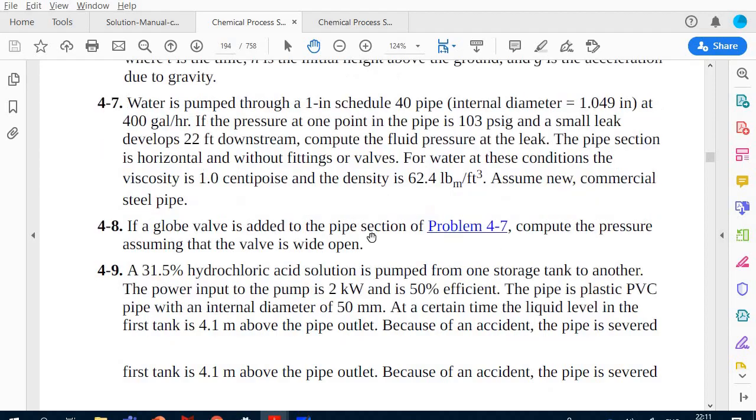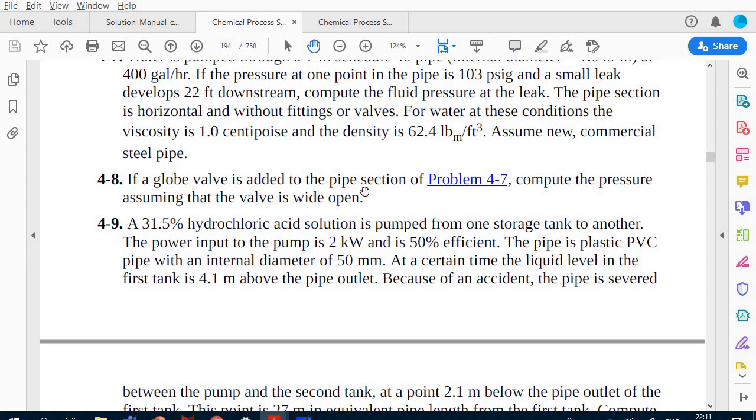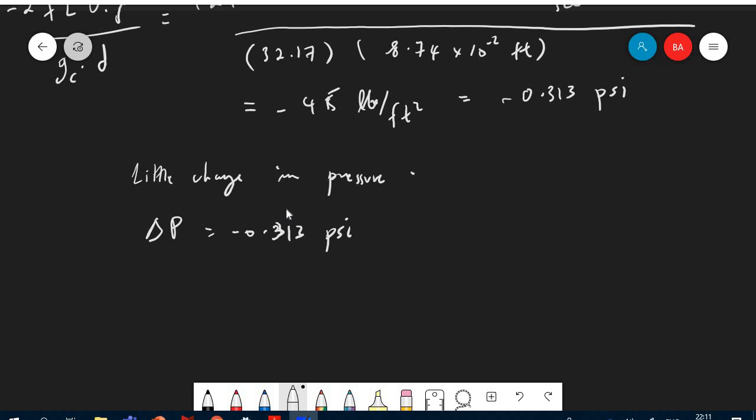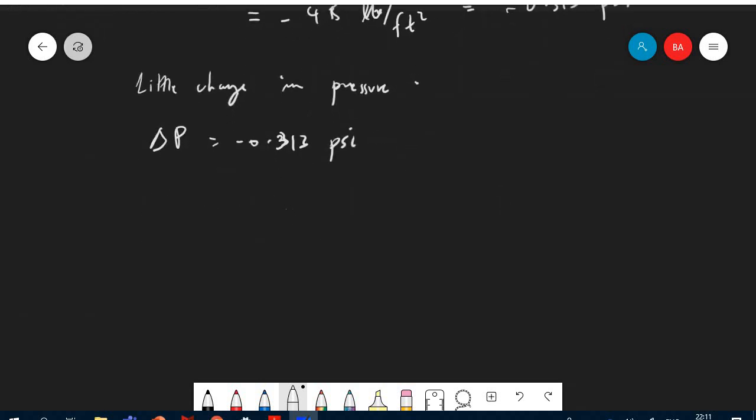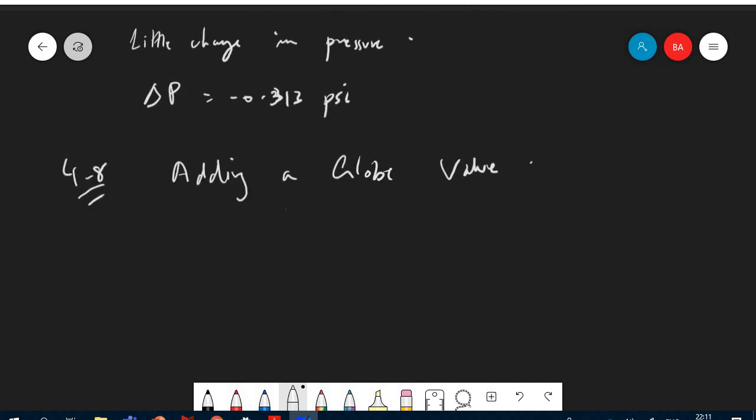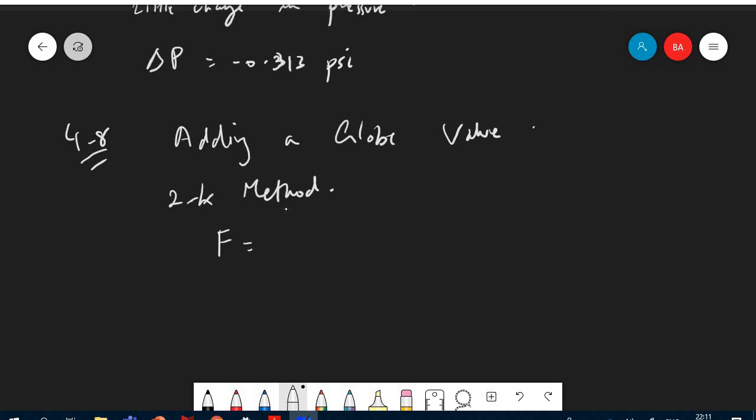Finally, I want to solve for 8, which is enough for one session, I think. If a globe valve is added to the pipe section, compute the pressure drop assuming that the valve is wide open. When we add a globe valve, we now need to use the 2K method. In this case, to calculate F, I need to consider both the K pipe plus the K valve.